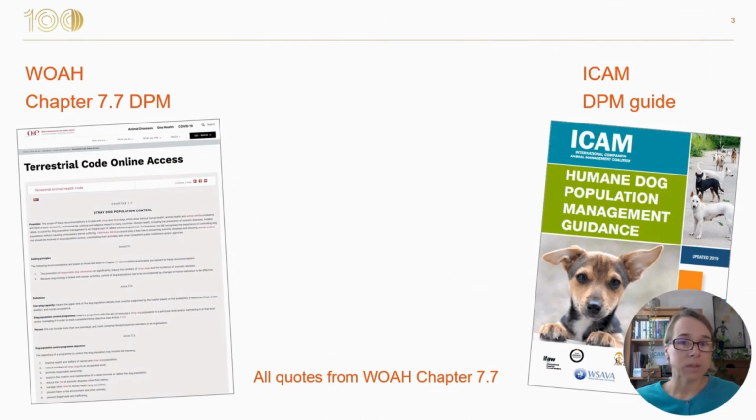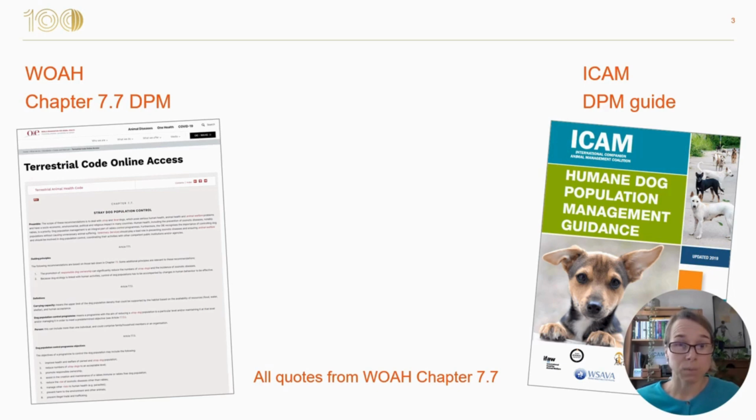This workshop has been kindly and quite rightly organised by WOAH, and so let me start by noting Chapter 7.7 of the Terrestrial Animal Health Code adopted in May 2022. ICAM's DPM guide was published in 2019, and although longer, more detailed in terms of practical implementation than Chapter 7.7, the concepts are very similar indeed.